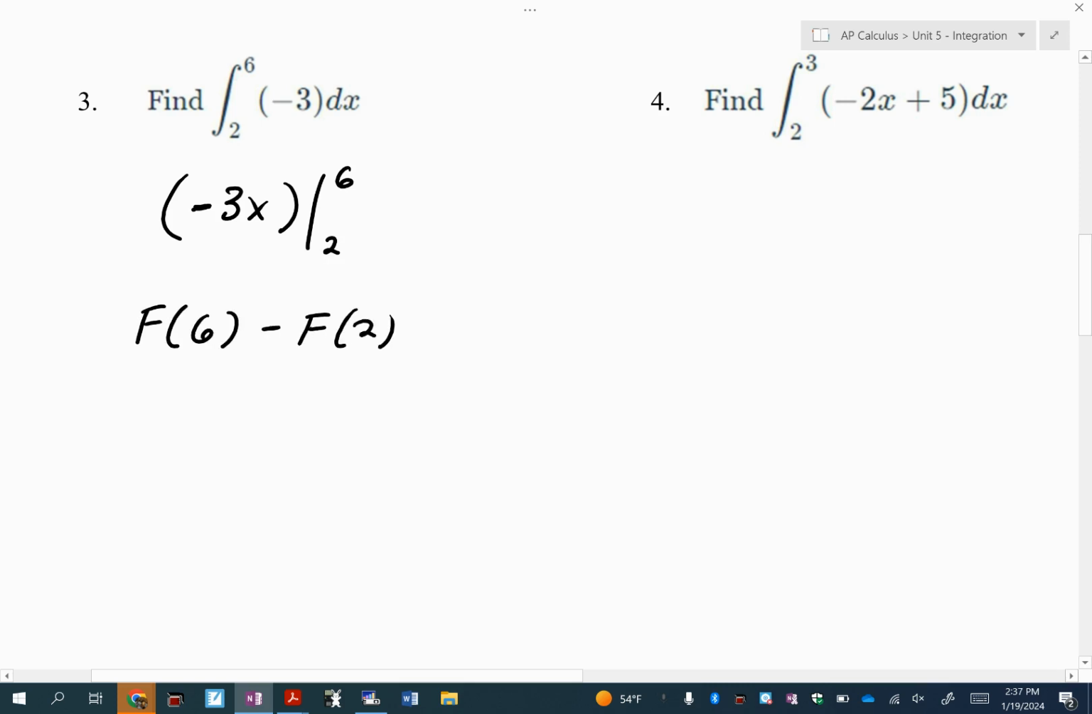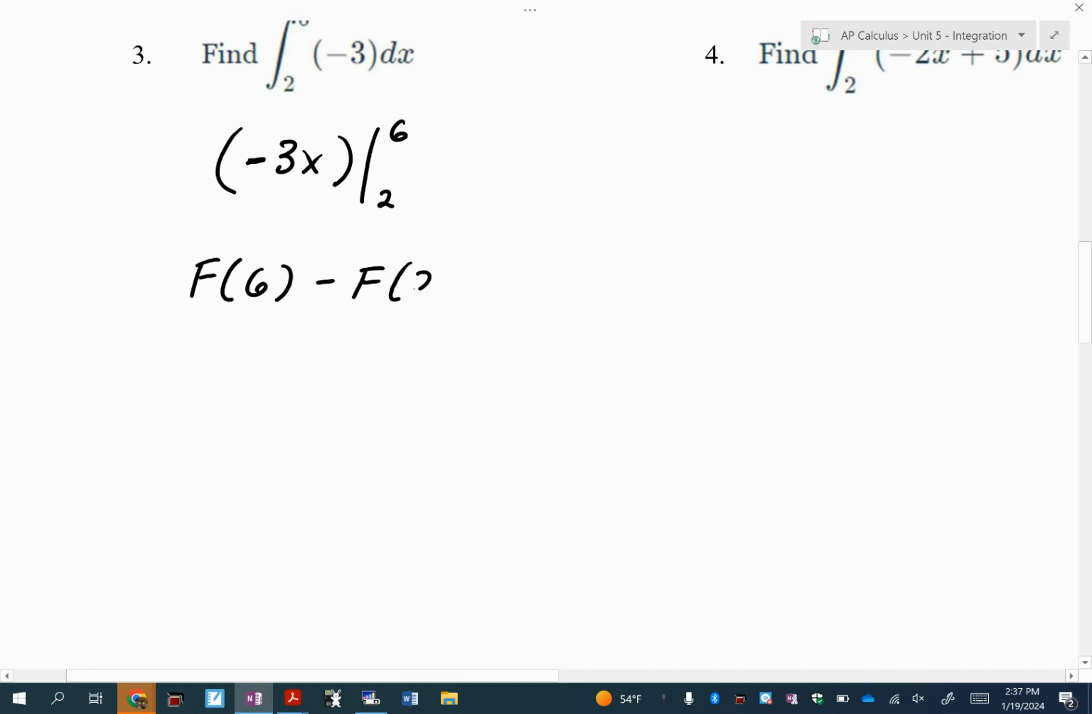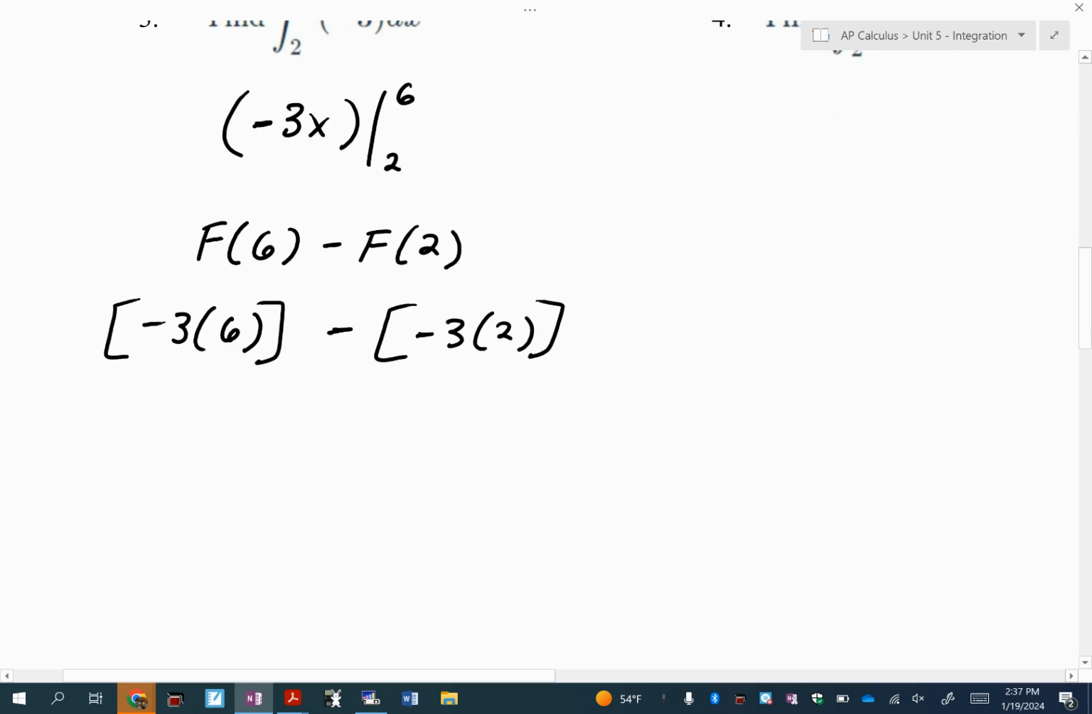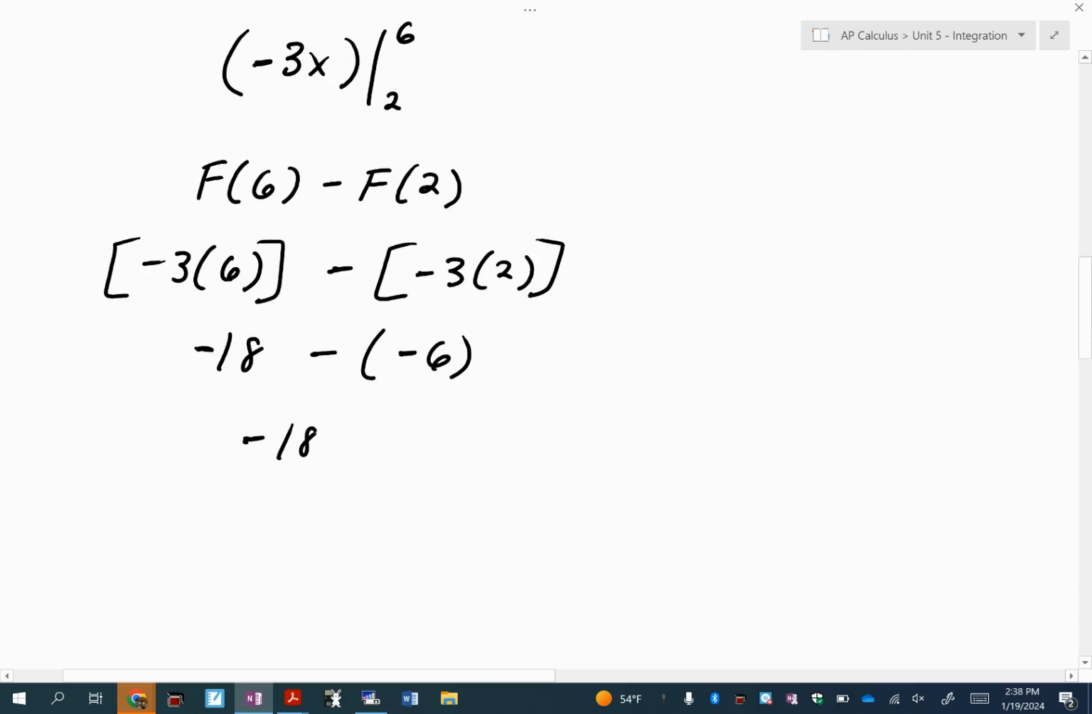Now, I'll be honest with you, once I finish this, I actually don't show any of this work. I do it with a sketch. So we have negative 3 times 6 minus negative 3 times 2. So that's negative 18 minus negative 6. Again, that becomes addition to give us negative 12.